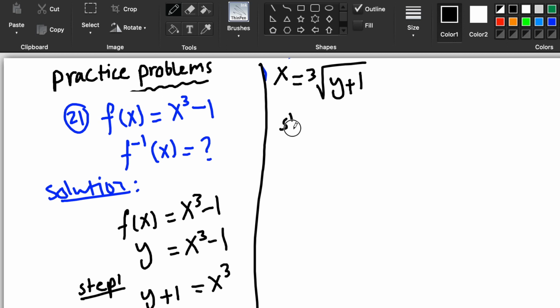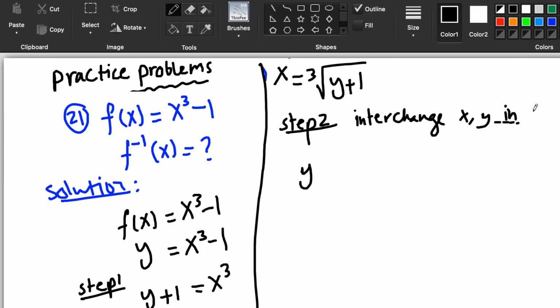Alright, so step 2. What is step 2? Interchange x and y. So this becomes, and this is 1, y equals cube root of x plus 1.